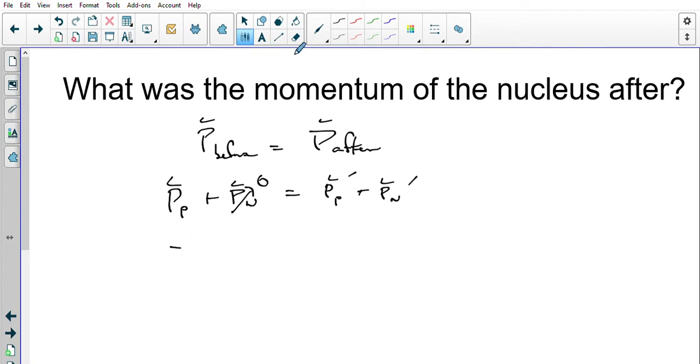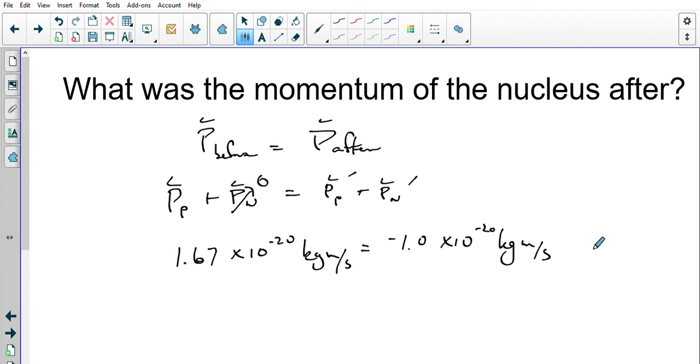So that was 1.67 times 10 to the negative 20 kilogram meters per second. And then we have the momentum of the proton after, which was negative 1.0 times 10 to the negative 20 kilogram meters per second. And then we have the momentum of the nucleus. This is where you can see it's really important to recognize that it's a negative, because now we're going to add this to both sides. So the momentum of the nucleus after, that's what we're finding, is 1.67 plus 1, which equals 2.67 times 10 to the negative 20 kilogram meters per second.